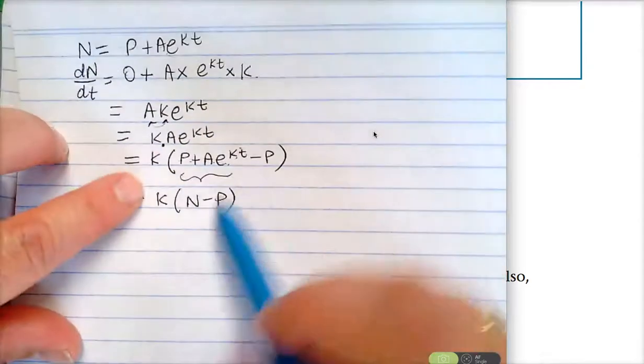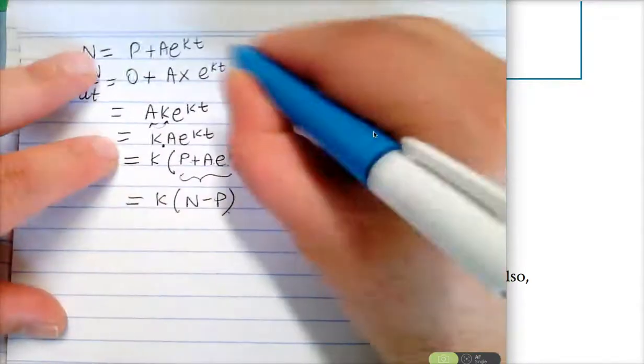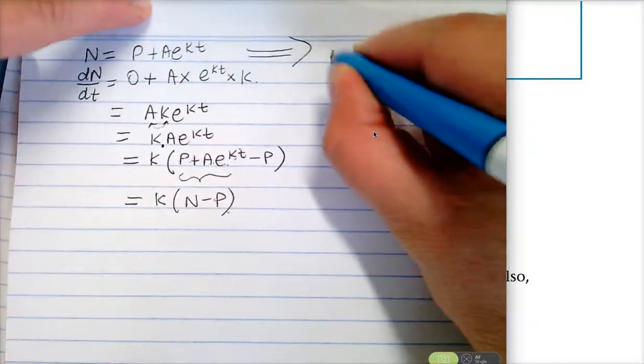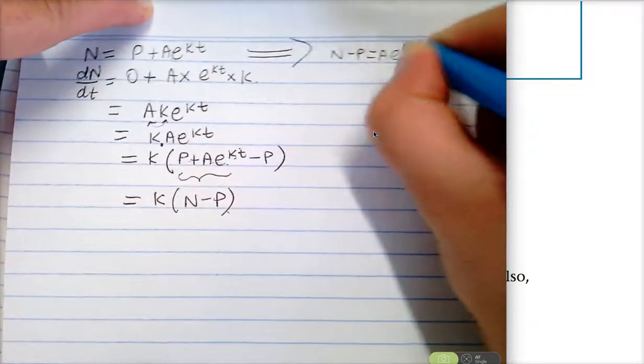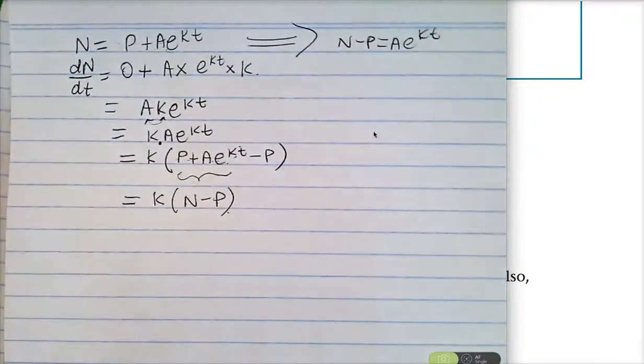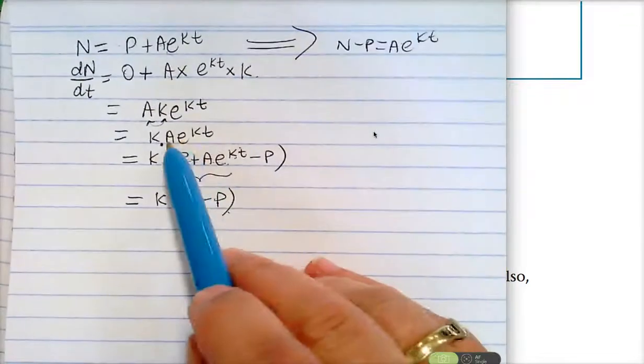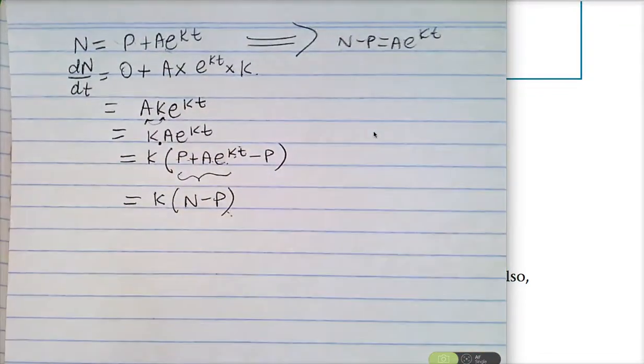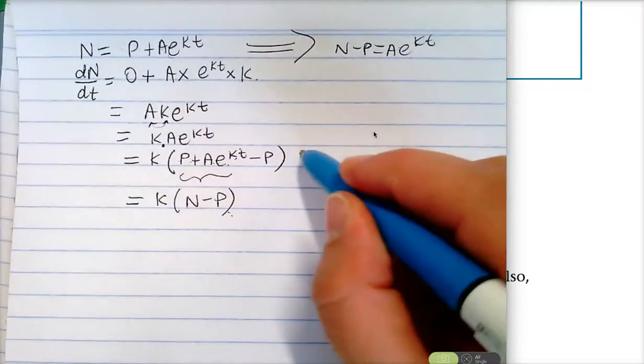Well, if you just want to go straight to this, what I just do is from up here, therefore N minus P is AE to the KT, and then it shows it. Got it? And then just replace that with the N minus P. This is confusion.